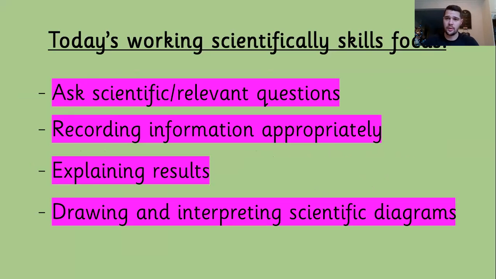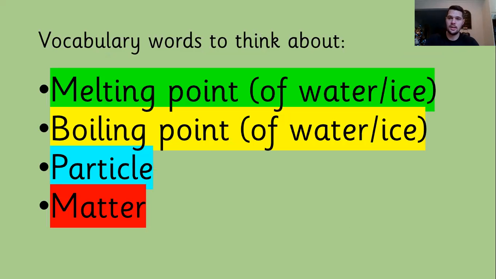The skills that we're going to be focusing on today are, again, asking scientific and relevant questions. It doesn't have to be out loud. It can be in your own head. You're questioning yourself. What happened? Why did it happen this way? Recording information appropriately. We're doing that by using some of our timings that hopefully some of you managed to record, and also explaining your results, which links to that recording of information appropriately. And hopefully some of you may even be able to draw a scientific diagram to show the process happening, what your experiment actually was. Okay?